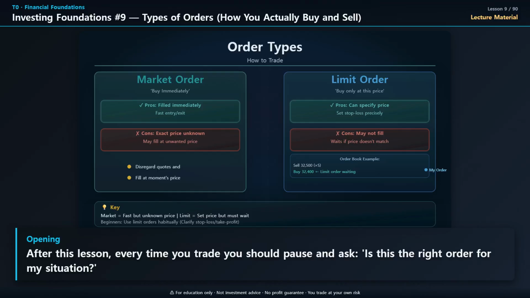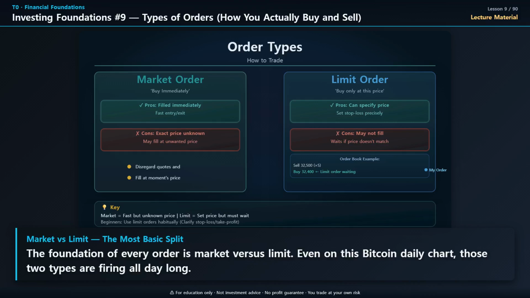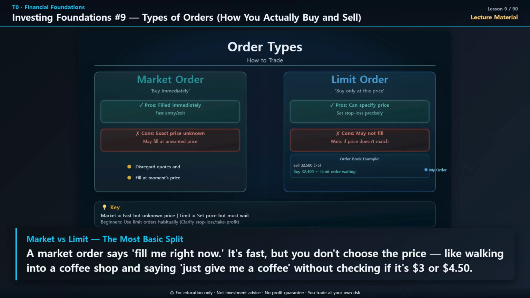After this lesson, every time you trade, you should pause and ask, is this the right order for my situation? The foundation of every order is market versus limit. Even on this Bitcoin daily chart, those two types are firing all day long. A market order says, fill me right now. It's fast, but you don't choose the price, like walking into a coffee shop and saying, just give me a coffee, without checking if it's still a 3 or a 4.50.